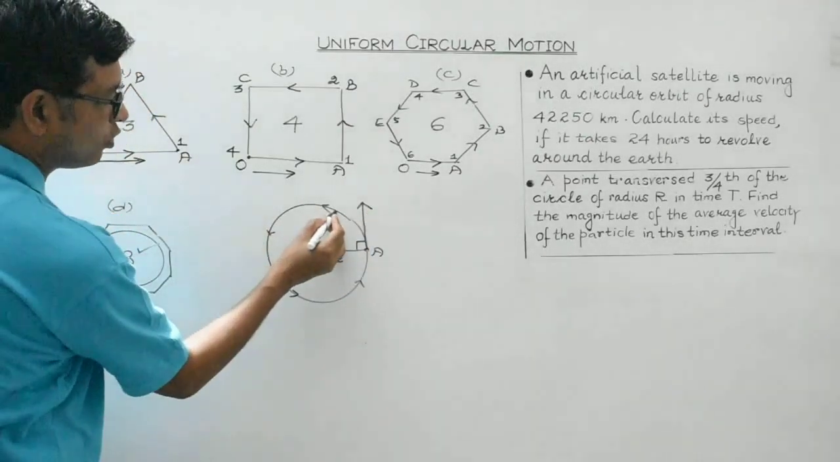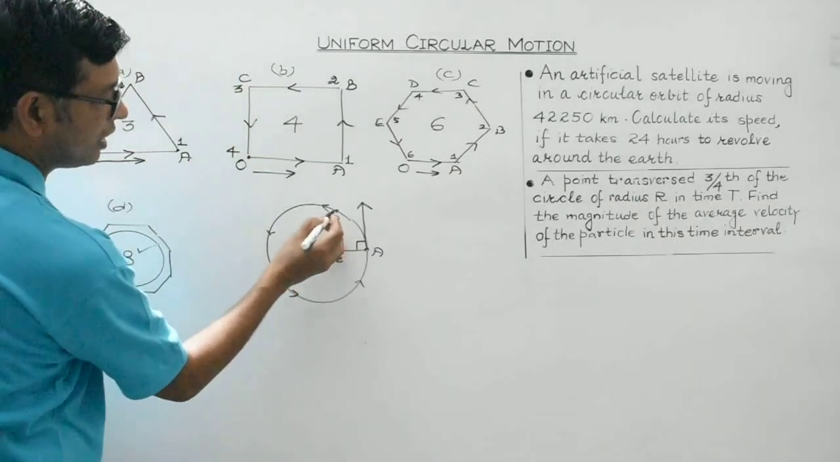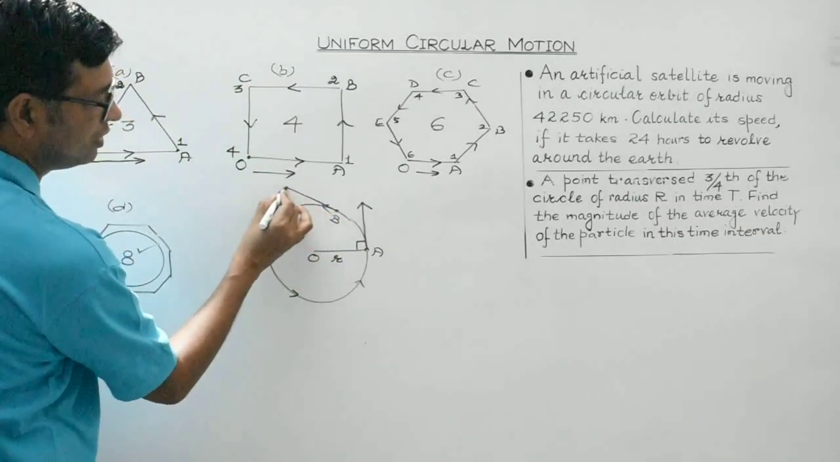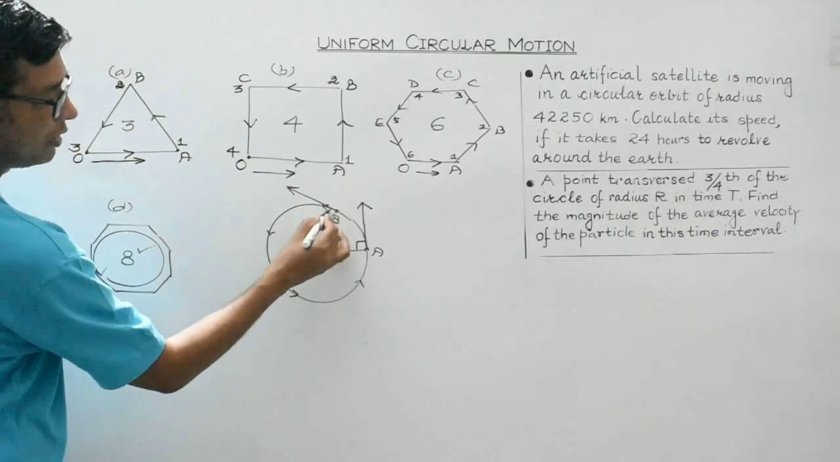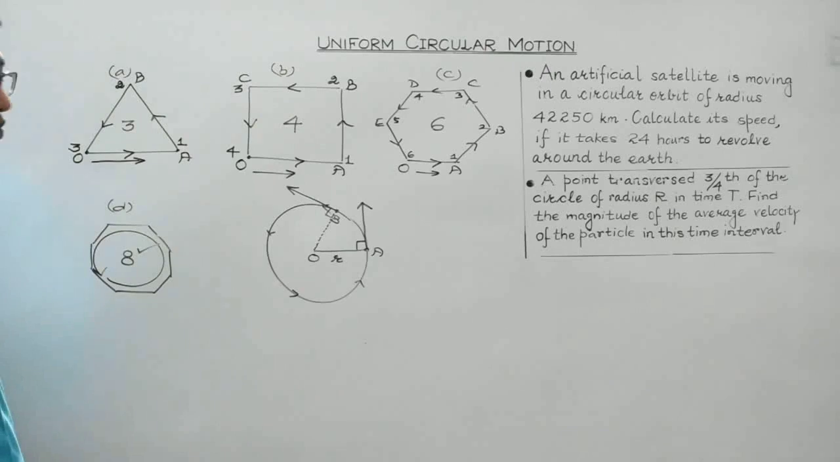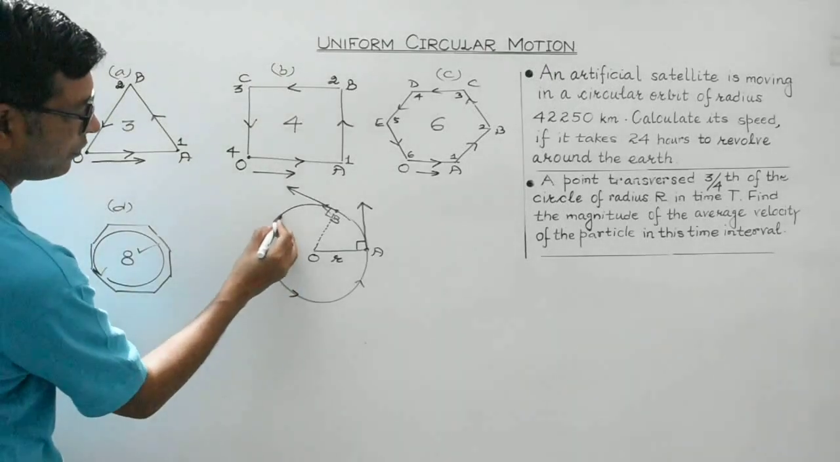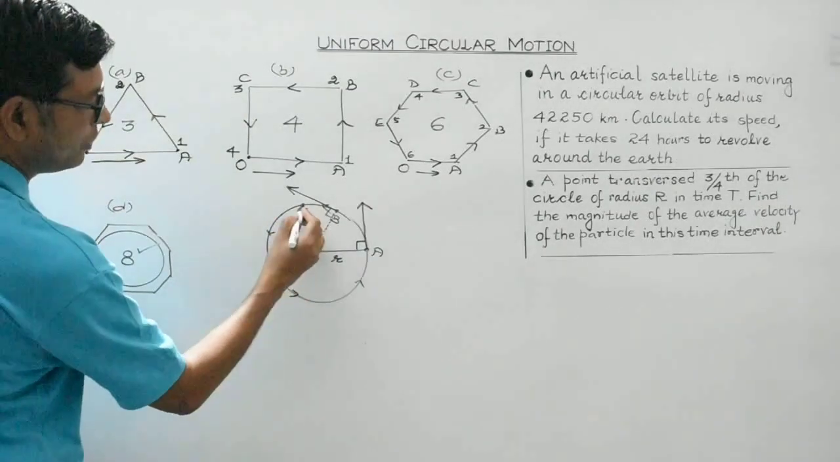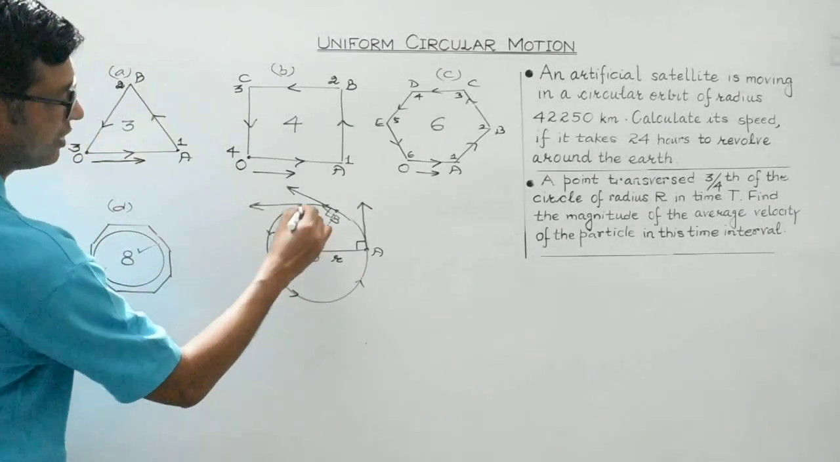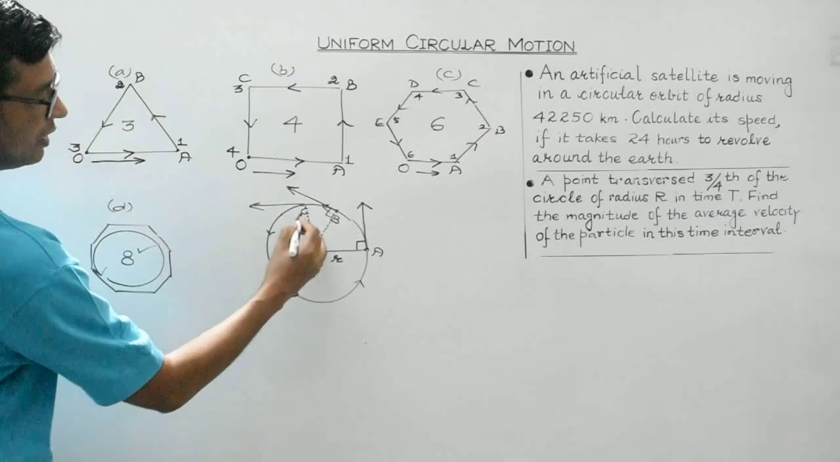What about the direction of motion of the body at point B? Again, you need to draw a tangent over here. This will be the radius, so the tangent will be perpendicular to this. Understood? So over here, or over here, the direction of motion of the body would be given again by drawing a tangent. Tangent means perpendicular to the radius.